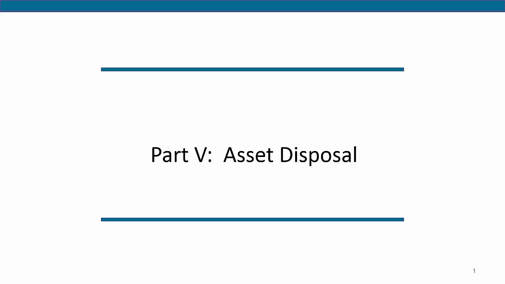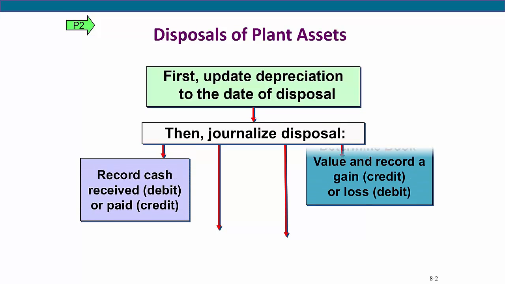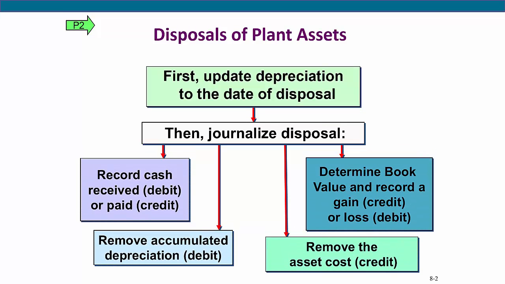In the next section of our discussion about plant assets, we'll focus on the end of their life when we sell them, trade them in, or discard them. Plant assets are disposed of for several reasons. Some are discarded because they wear out or become obsolete, and others are sold because of changing business plans. Regardless of the reason, disposals of plant assets occur in one of three basic ways: discarding, sale, or exchange.